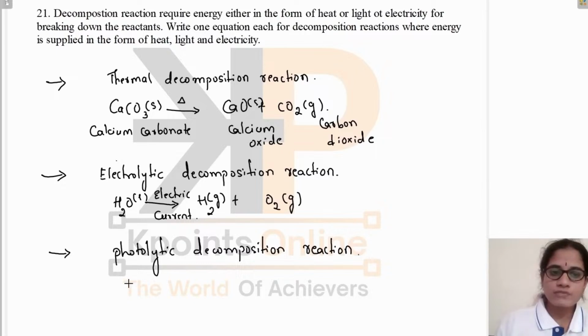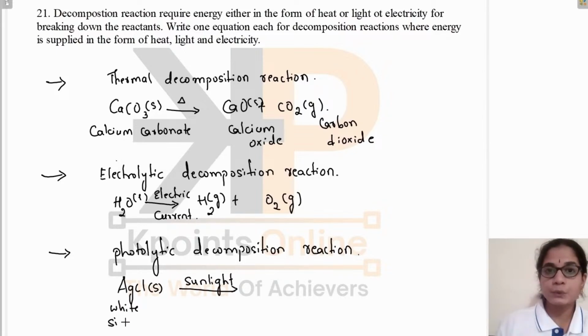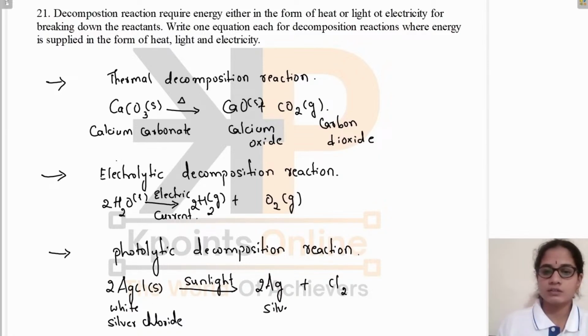Then photolytic decomposition. We can give the example of silver chloride or silver bromide. When silver chloride is kept in sunlight, the white silver chloride is converted into grey colored silver. Silver chloride is converted into silver plus chlorine. Balance the equations here also. So we have written each equation for decomposition reaction, that is by supplying heat, light and electricity. Okay, let us see the next question.